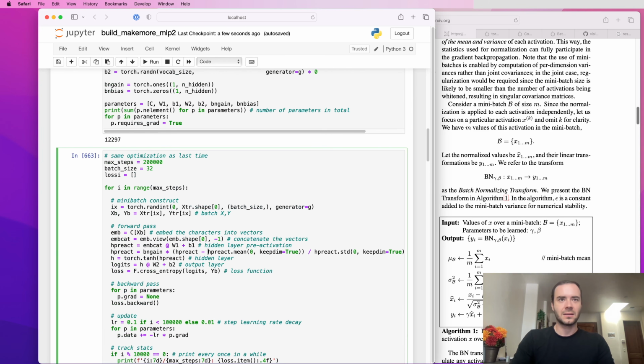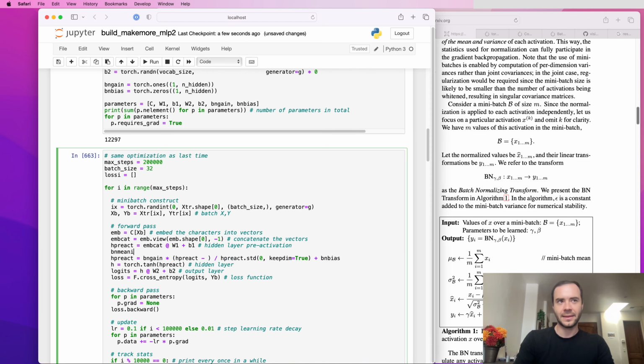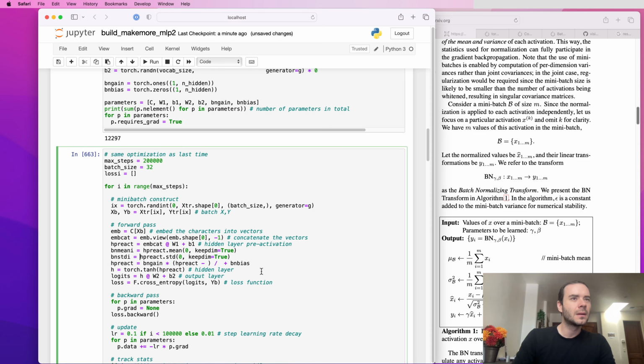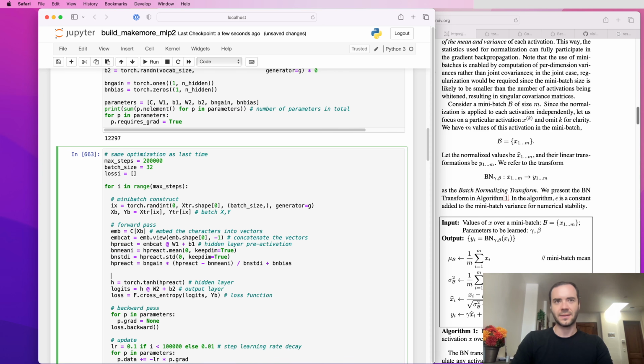Let me basically take the mean here that we are estimating on the batch, and let me call this bnmean_i, on the ith iteration. And then here, this is bnstd_i. And the mean comes here, and the std comes here. So far I've done nothing. I've just moved things around and created these extra variables for the mean and standard deviation, and I've put them here. So far nothing has changed.